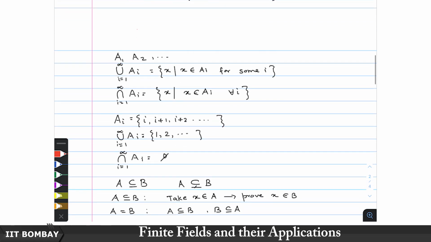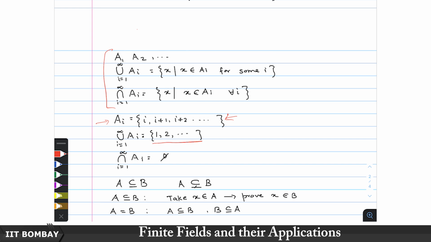So, as I was saying, for any infinite collection also one can define union and intersection, and here is one example. Ai can be the set of all natural numbers greater than or equal to i, and then the union of the Ai is the set of all natural numbers.